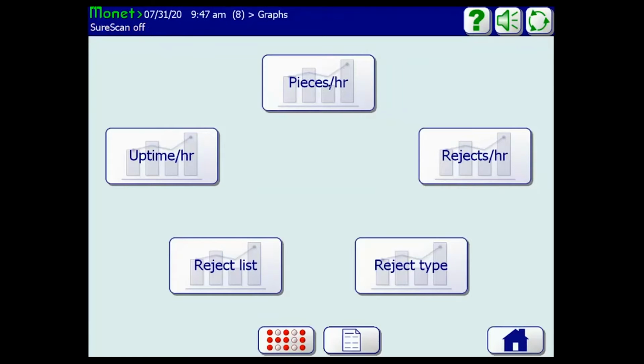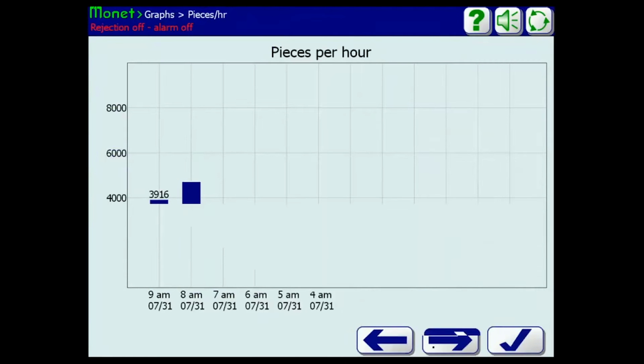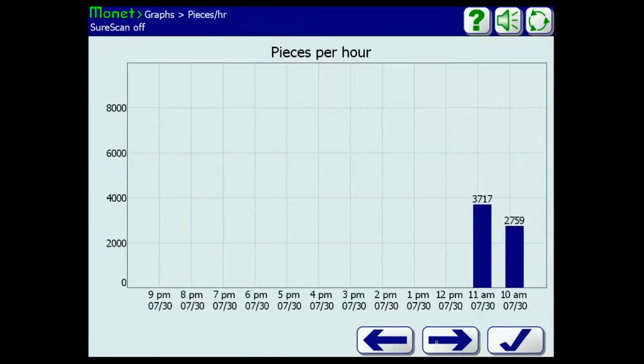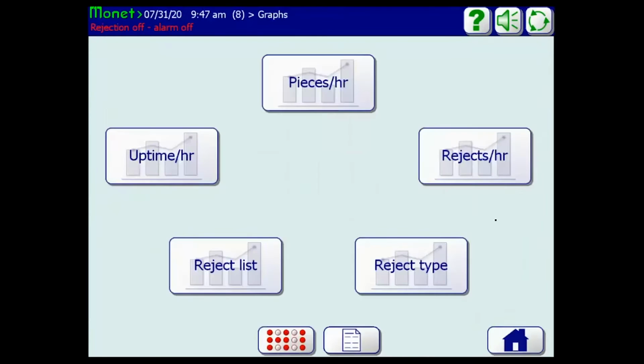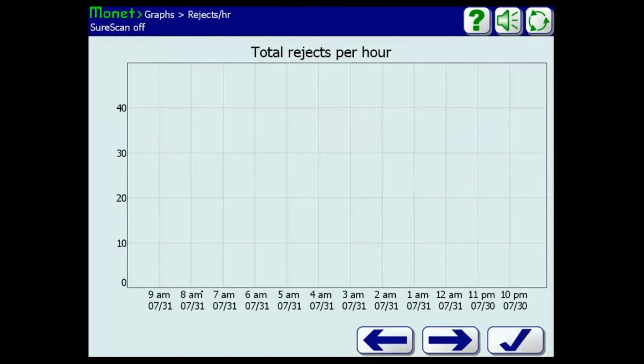So we can actually look at total pieces per hour that have been running on the machine, and it does toggle back a full 24 hours. So you can see there's 2 charts here for pieces per hour. I can hit the check mark to leave this graph, and then I can go into the next graph, which is rejects per hour. This tells me the total number of failed cartons each hour. So you can see we've been running pretty clean so far today. And that also goes back 24 hours. I can hit the check mark to leave that.